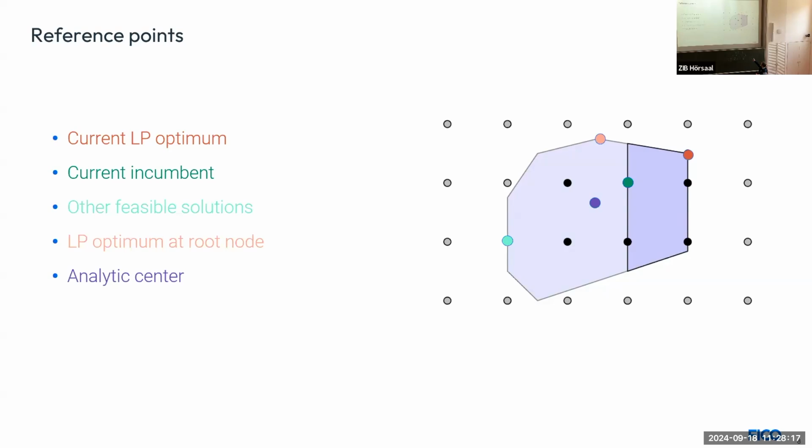Other feasible solutions that you found earlier during the search process still might be useful to derive some information from the LP optimum at the root node, as opposed to the local LP optimum. And then finally, there are a couple of procedures, maybe more than two, that use the analytic center. I won't go into the detail. Think of it as something like the center of mass, the center of gravity of the polyhedron. It's explicitly not that exactly, but it's a good picture to have in mind when talking about analytic centers.